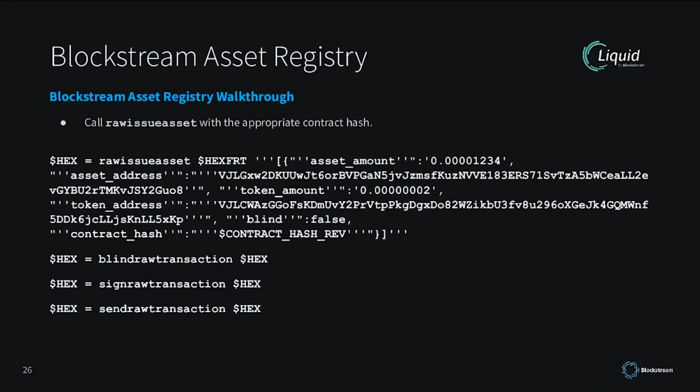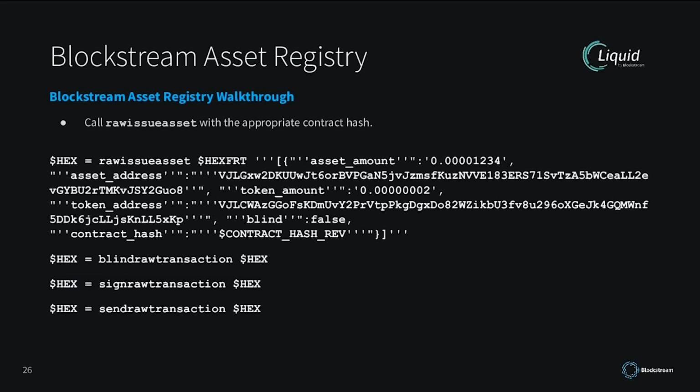All right, the next thing is I'm going to actually call raw issue asset, and there's a lot of text here, but in short, really what it is, it's taking that raw transaction I had before. I'm going to decide how much of the amount I want to do, where is it going to go, the token, how much of the token I want, where is that going to go, and also put in the contract hash. So that's that value from before.